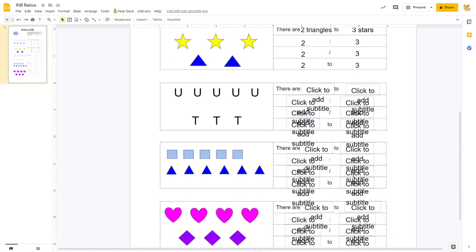And that's what you're going to do for these ones. You're going to put U and T in either one. Doesn't matter as long as you have the correct number with the correct, in this case, letter. Same here. We have squares and triangles, hearts, and diamonds.